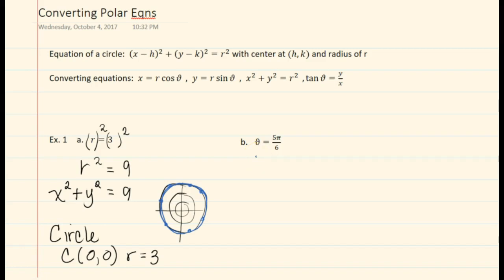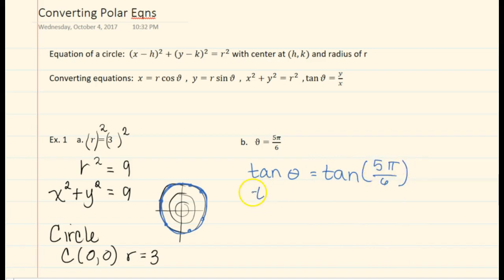Let's try another example. Unlike the example before, we cannot put this equation into our graphing calculator, so we must rely on the rectangular equation to determine its graph. From our bank of relationships we know that tan θ = y/x. So let's take the tangent of both sides to get tan θ = tan 5π/6. From our unit circle, this now becomes tan θ = −√3/3.